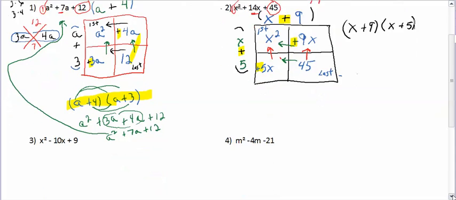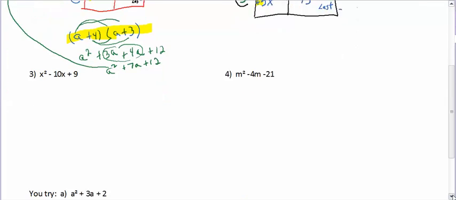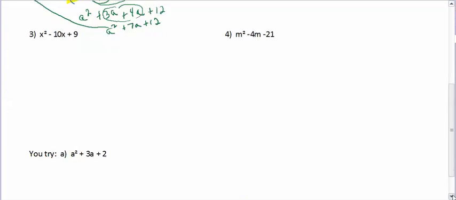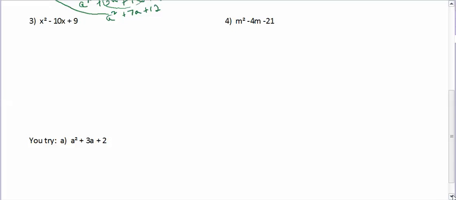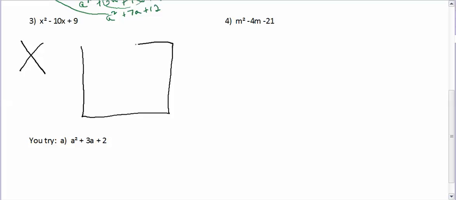Now we're going to do the same thing. We're going to factor. So the first thing you're going to do is make your x in your box. So here's my x, and here's my box. Write your problem down. x squared minus 10x plus 9.